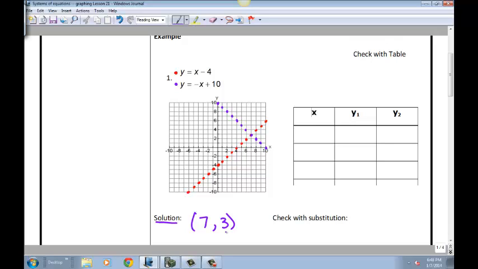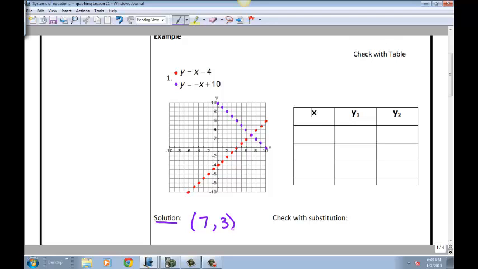So you're thinking, well, what the heck does that mean? Well, basically what it means is that's the point where the red and the blue line are both exactly the same. That's where they cross. They both exist at the same moment in time right there at that point. You could also look at it this way.